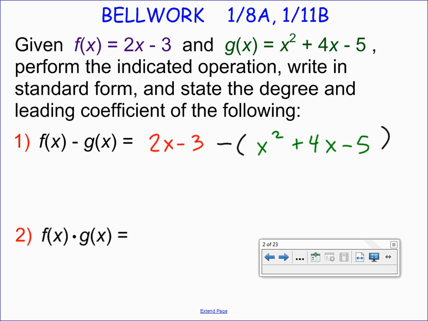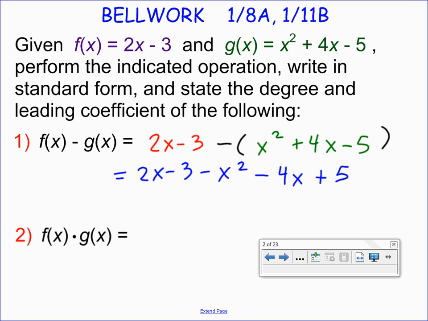And so in the first step, I can do f of x minus g of x. I use parentheses around g of x so that I know that the subtraction is going to apply to every single term in g of x. And then I could do a rewrite without parentheses. Distributing that negative through produces negative x squared minus 4x plus 5. Notice how we've distributed that negative through and everybody's signs change in the second one.